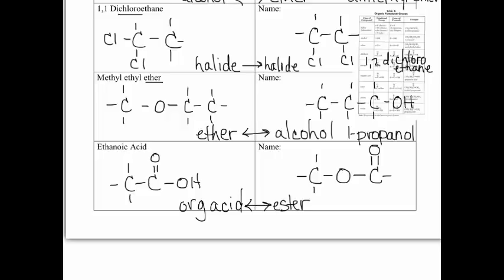Now, naming this is the tricky part. We name the side without the O's like a branch. So this is methyl. And then the side with the O's, we add the O8, methanoate, like so.